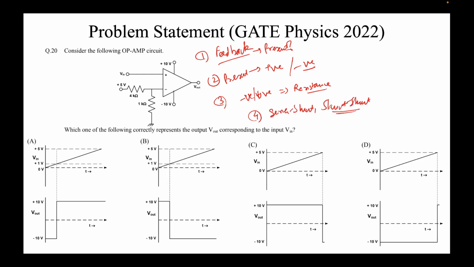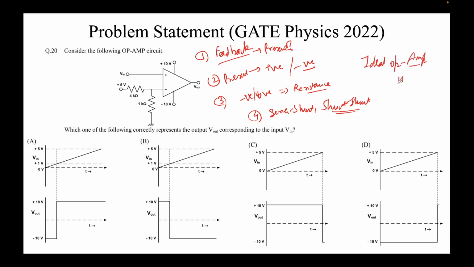A question has been asked directly based on this: what is the configuration of the op-amp in the circuit given in the problem? We were supposed to identify whether it is series shunt or shunt. So I'll solve this problem. We have an operational amplifier. One more thing, assume that it's an ideal op-amp. Always assume that, unless the question says otherwise.